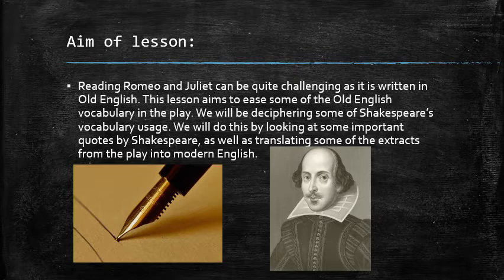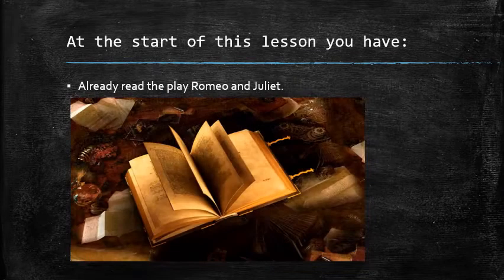We will be deciphering some of Shakespeare's vocabulary usage, and we will do this by looking at some important quotes by Shakespeare, as well as translating some of the extracts from the play into modern English. At this point, we have already worked through the play Romeo and Juliet, and we have read it in its entirety.